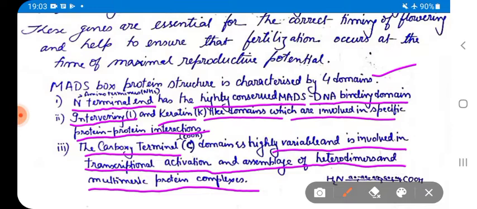So if I see the MADS-box protein structure, those proteins which have this MADS-box binding motif have four domains. First, they have the amino terminal end, and after that a highly conserved MADS-box DNA binding domain, then an intervening sequence and keratin-like domains which are involved in specific protein-protein interaction, then the carboxy terminal domain which is highly variable and is involved in transcriptional activation and assemblage of heterodimers and multimeric protein complexes.